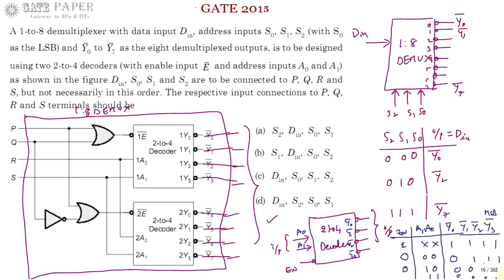So the right option for this one is PQRS. Okay, this is option D. P should be connected to D in, S2 should be connected to Q, S0 should be connected to R, and S1 should be connected to S. Then the 1-to-8 demultiplexer operation can be performed with the help of this circuit.